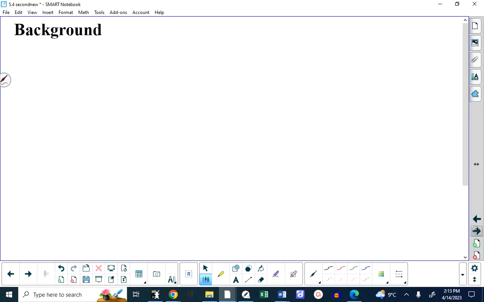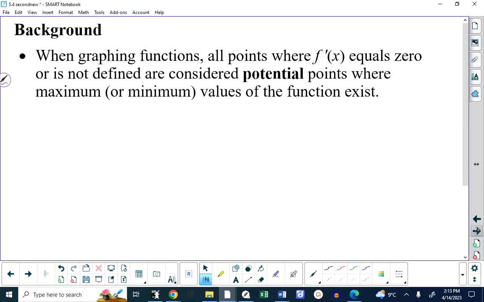Okay, so let's run this through. We already know that the first derivative gives you critical values of x. So the critical values of x are values of x that make the first derivative 0 or undefined, and just a big comma parentheses statement.